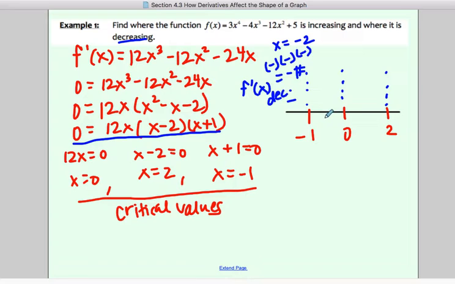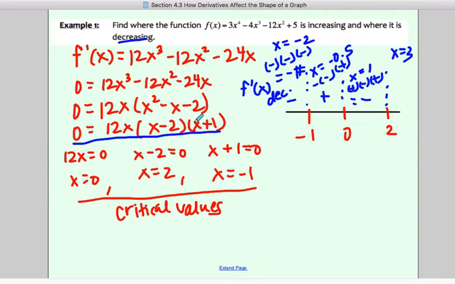Then we're going to plug in a number in between negative 1 and 0. So I'm going to do x equals negative 0.5. So 12 times a negative is going to give me a negative. Negative 0.5 minus 2, another negative. And then negative 0.5 plus 1 is a positive. Negative times negative, positive. Positive times positive is a positive. Then I'm going to do in between 0 and 2. This will be positive. 12 times 1 is positive. 1 minus 2 is negative, and then positive. So if I do 1, we had positive, negative, positive, which gives me an overall answer of negative. And then a number bigger than 2, 3.